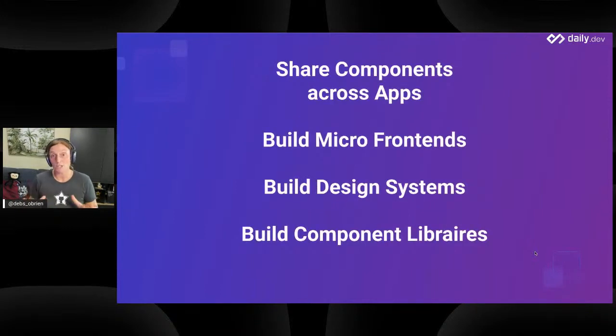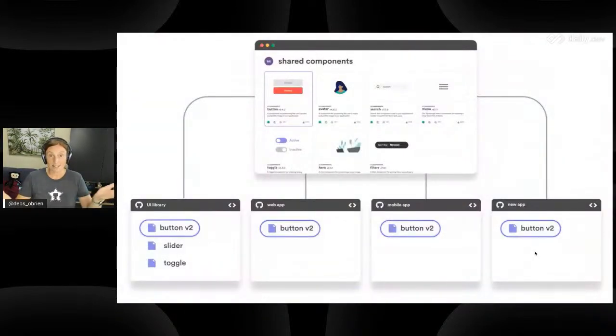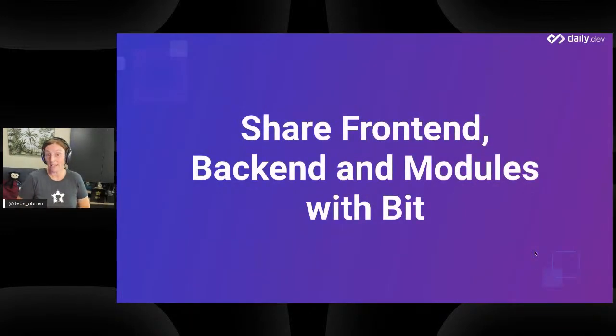And basically what you want to do is share components across applications, right? You want to build micro front ends. You want to build design systems. Maybe you want to build component libraries. If you're trying to solve any of these problems, I encourage you to check out Bit because it will help you seriously. And yeah, there's your components. They're shared in the cloud, and you can use them in your different repos just by installing with Yarn, installing with NPM, however you want to install it in a Next.js application, a Gatsby application, in whatever application you want. Share front end, back end modules with Bit. Once it's JavaScript, you can share it.